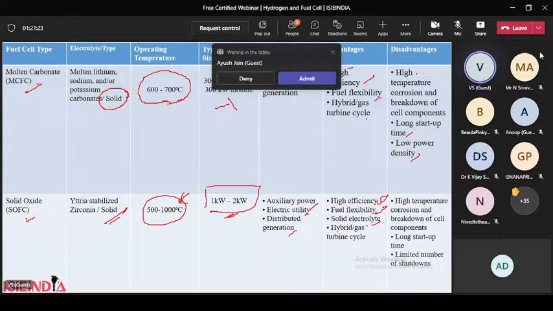Because of having a solid electrolyte, it doesn't need any electrolyte management. The disadvantage is high temperature corrosion, similar to the molten carbonate fuel cell. So this fuel cell also has the same disadvantage.